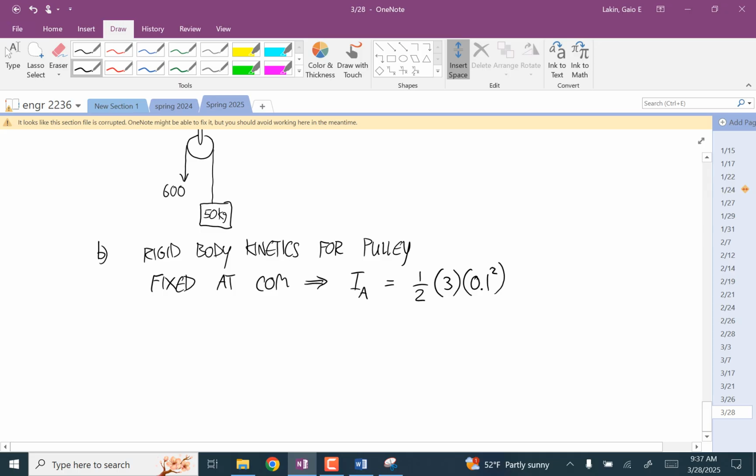Okay, well, we're going to get pretty different answers now for this compared to the pulley without size and mass. We don't have to use parallel axis theorem because this is at the center of mass. So that's 0.015 kilogram meters squared.